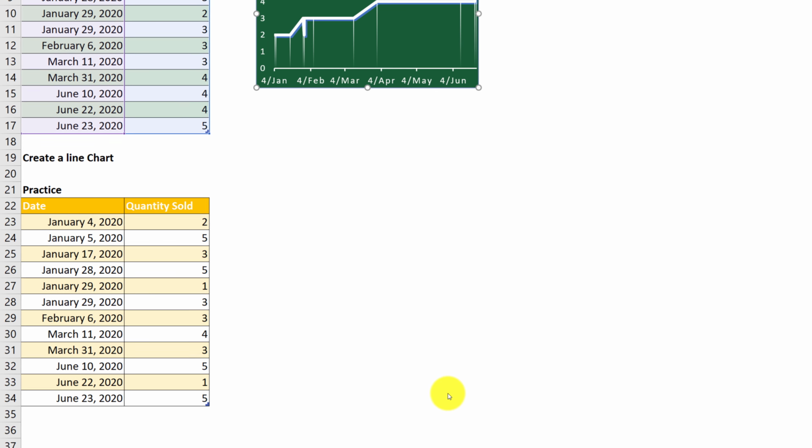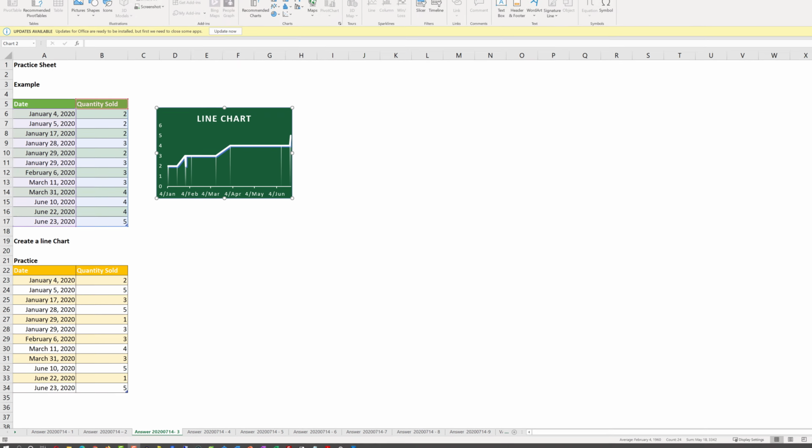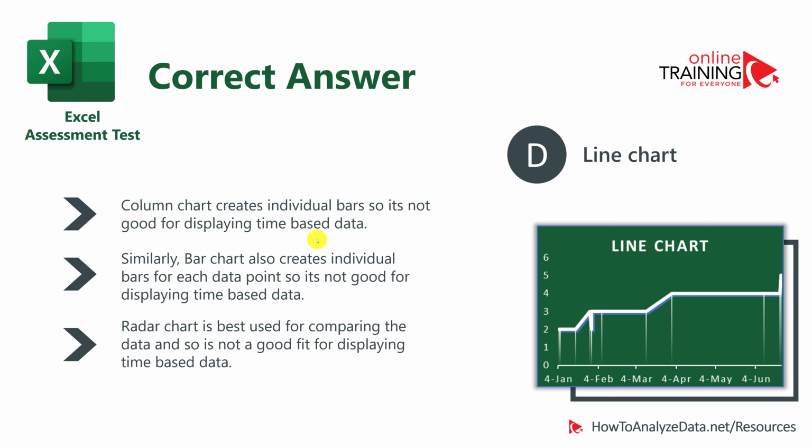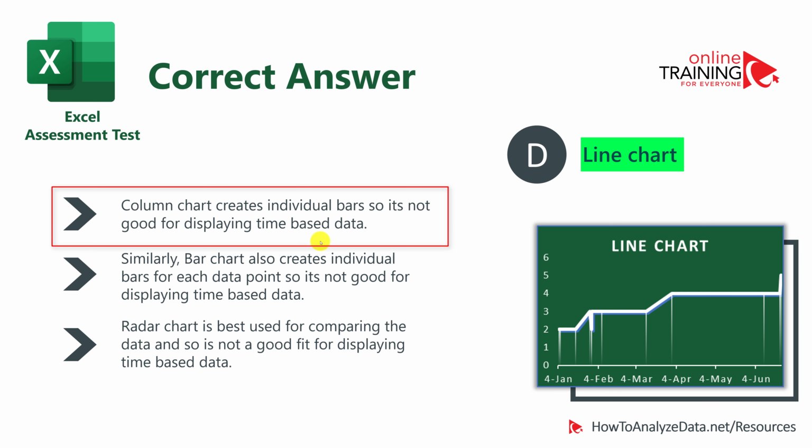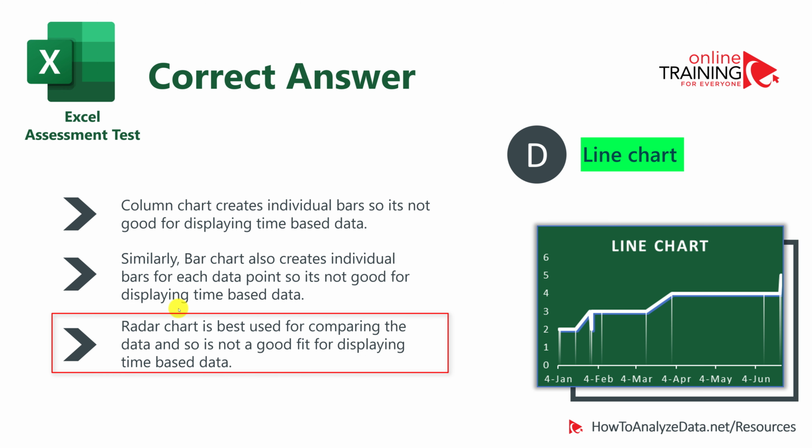Now let's go back to the PowerPoint slide, and I'll explain to you why other choices were not the correct choices. So as you have figured out by now, the correct answer is D, which is the line chart. And the reason it's the correct answer is because other choices are incorrect, and that's definitely the best way to display time-based data. So what we know is that column chart creates individual bars, and it's not good for displaying time-based data. And bar chart does the same. And then radar chart is best used for comparing the data, and it's not a good choice for displaying time-based data. So the correct choice is D, line chart.